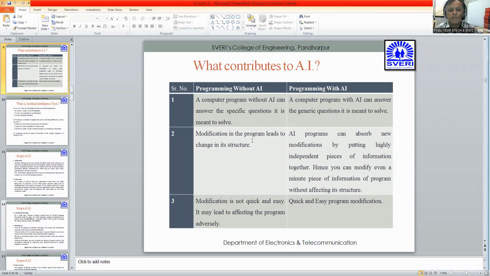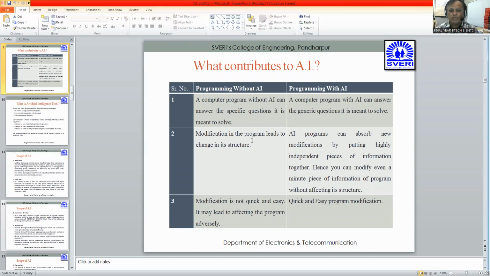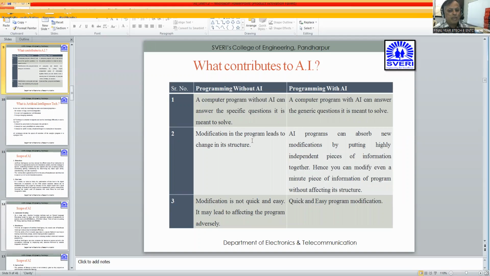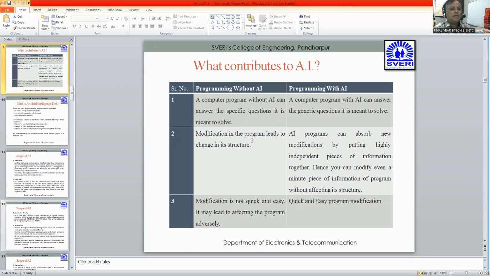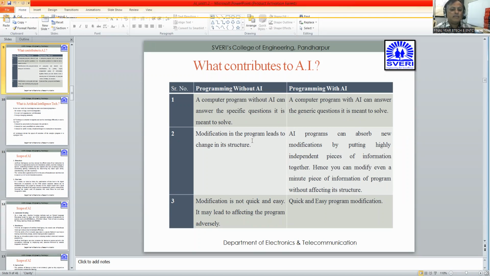So basically, there are three differences. One is, in normal programming, you can answer only specific questions. In programming with AI, you can answer generic questions. Second, modifications in the programs can lead to a change in its structure, whereas in AI programs, it can absorb any kind of modifications by putting all the independent pieces of information together. Third, modification is not as quick and easy in programming without AI, but in AI programming, quick and easy program modification is possible.